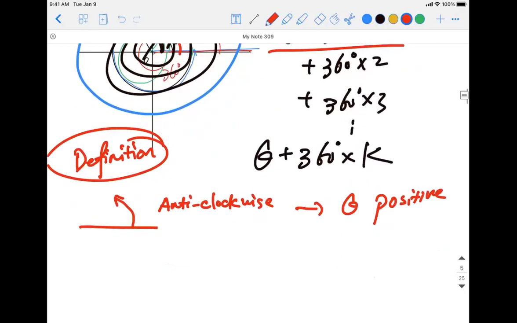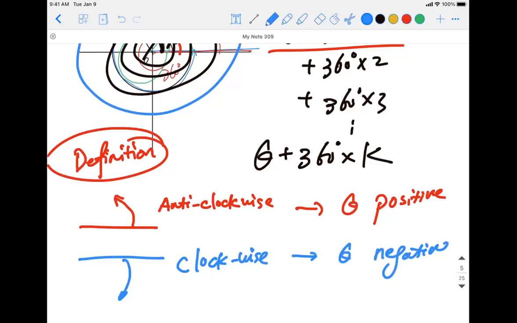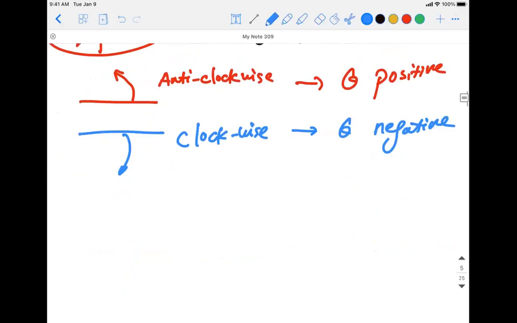And also we define, if you start rotating clockwise, this theta will be negative. Okay, this theta will be negative. Again, this is a definition. No way around, we just try to follow this definition. So that being said, let's go for this.